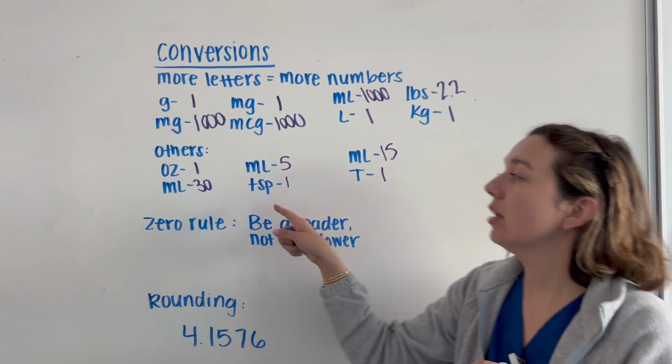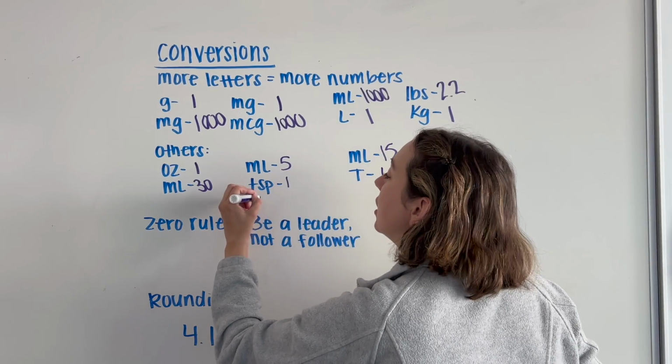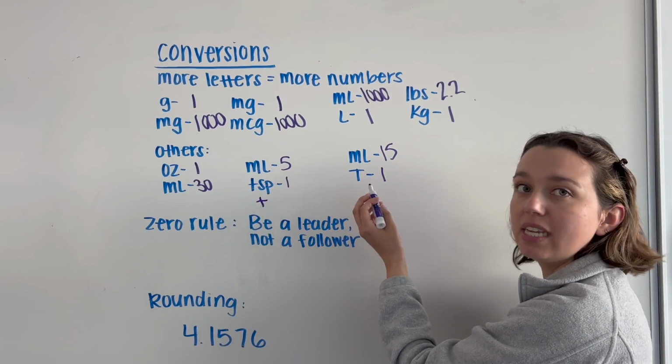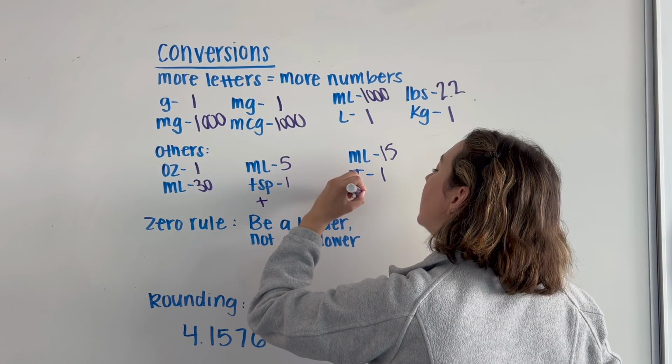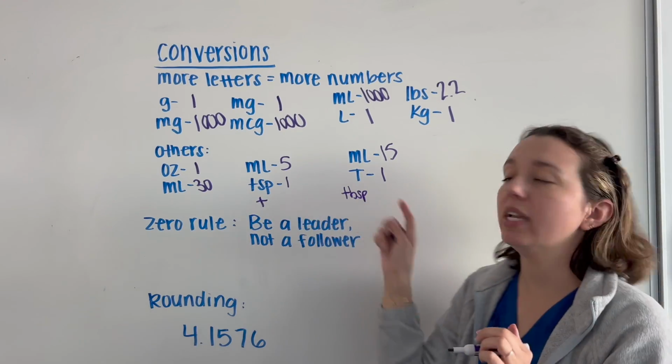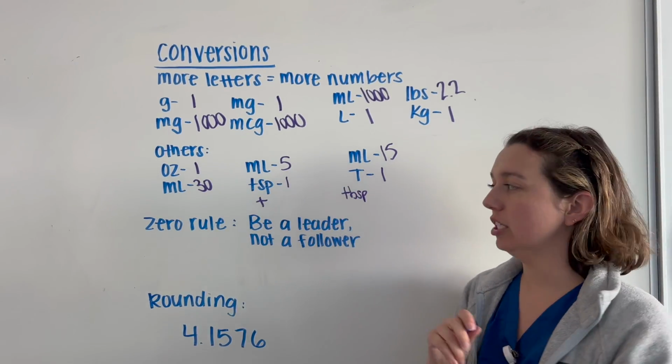Another way for how these can be written is teaspoon can be a lowercase t, and then tablespoon here you see is an uppercase T. It also can be written as TBSP. So those are a couple different ways that you can see how that's written. There's not really any good tricks to remember these conversions.